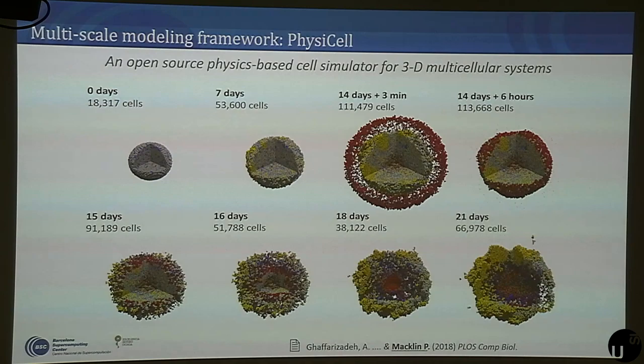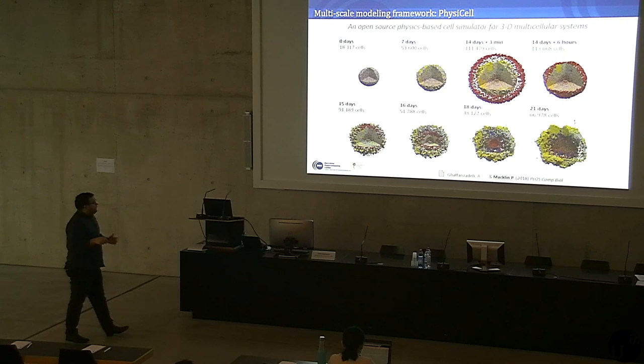The idea is that you start with a bunch of cells, in this case 18,000, and you let it grow with different rules and different heuristics. In this case, at 14 days, immune cells come into the environment, and they start eating the tumor, leaving only the resistant clones. So what we wanted to do is to take this PhysiCell and integrate our models into it.